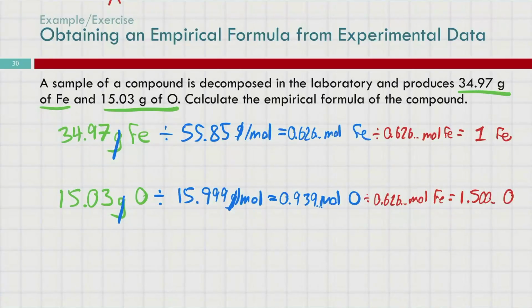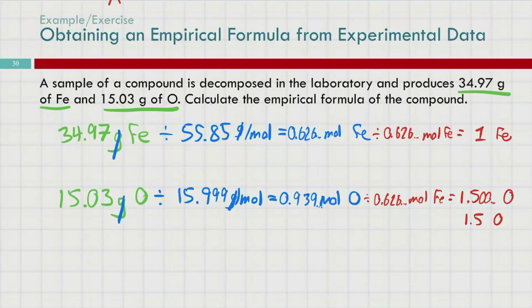So we've got 1 Fe and 1.500 dot dot dot O. Can we round that to 1.5? Yes, but not to 1 or 2. It's really close to 1.5. So we're just going to call it 1.5.